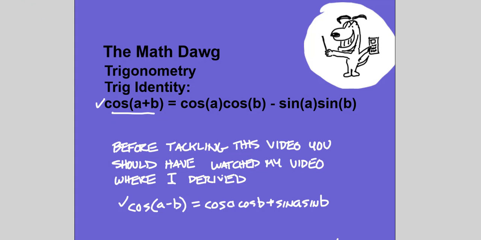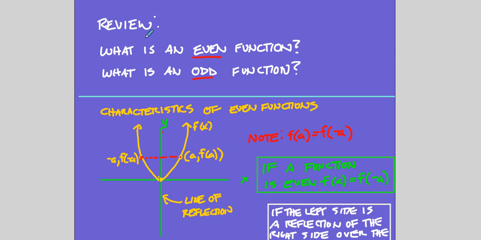So let's get started. First of all, I want to review what an even function is and what an odd function is. Let's talk about even functions first. Some characteristics of even functions: let's say I have a point A, f of A, for some function f of x. If I reflect that point over the y-axis, which I'm going to call a line of reflection because it's like a mirror image, I get negative A, f of negative A. Both A and negative A generate a point that is the same height from the x-axis.